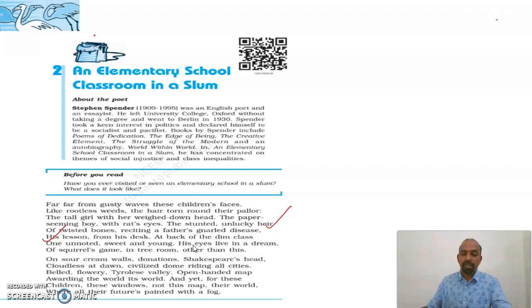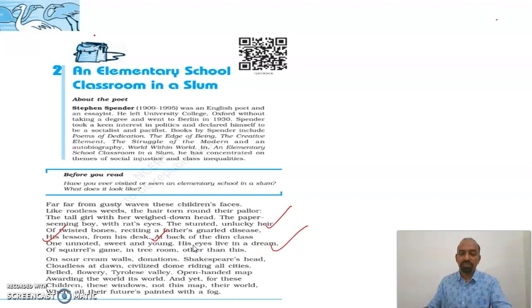Look at the next line. At back of the dim class, one unnoted, sweet and young. Then the poet takes the reader's attention towards the end of the class. There is one sweet, a tender boy, with his eyes live in dream. He does not engage fully in the classroom. He dreams.